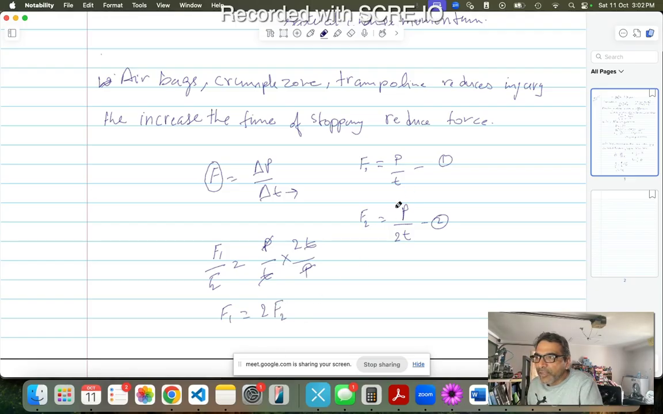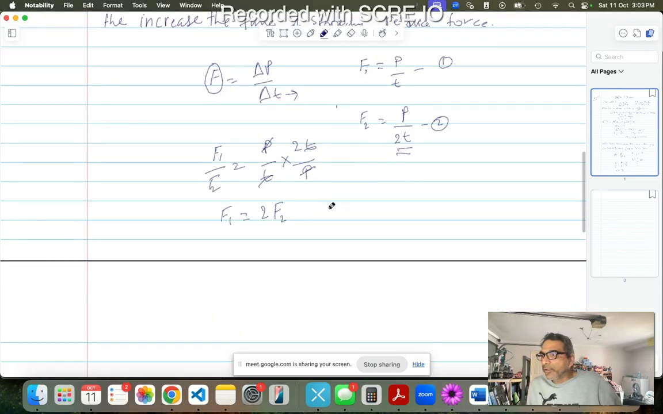So that's the ratio, showing how the stopping time impacts the overall force being applied. The more the time, the less the force. The force is inversely proportional to the time, right? I'm just going to write it down here so that you can remember that.